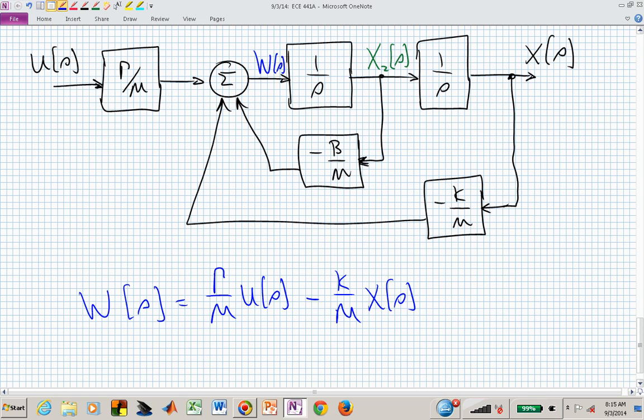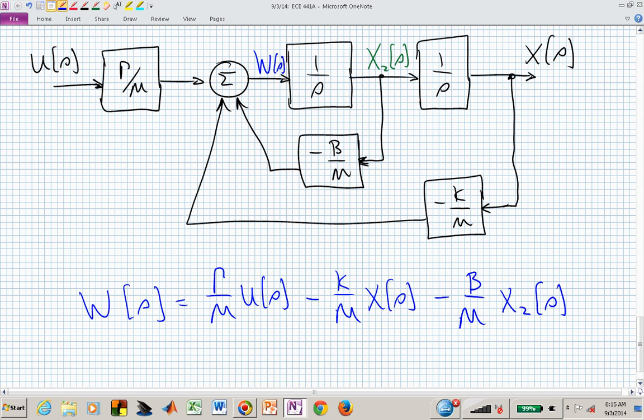Thank you. But that's now minus k over m x of s minus b over m x sub 2 of s. And that is pretty easy. We've simply written a true statement. We've maybe introduced some new variables, but it's a true statement.